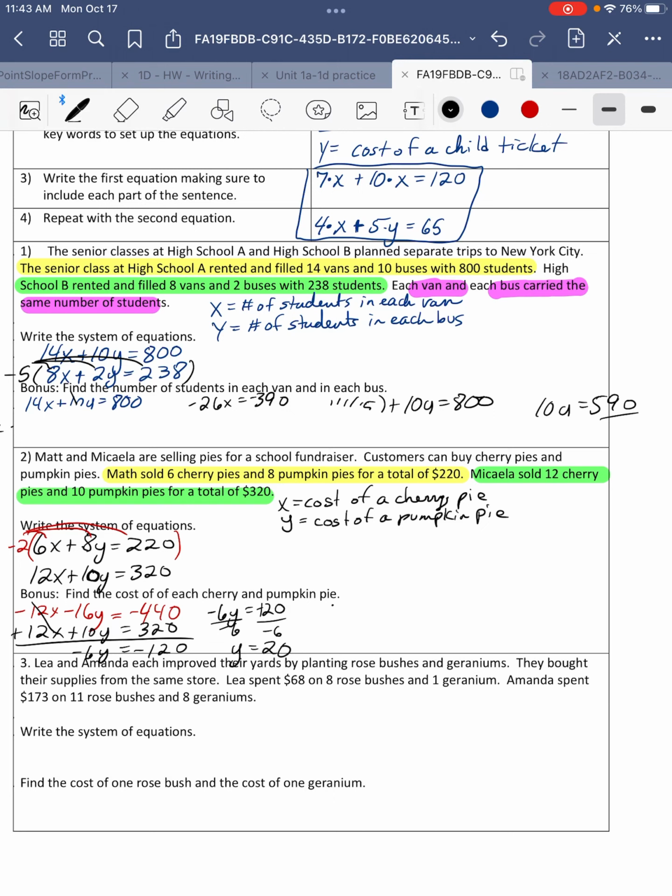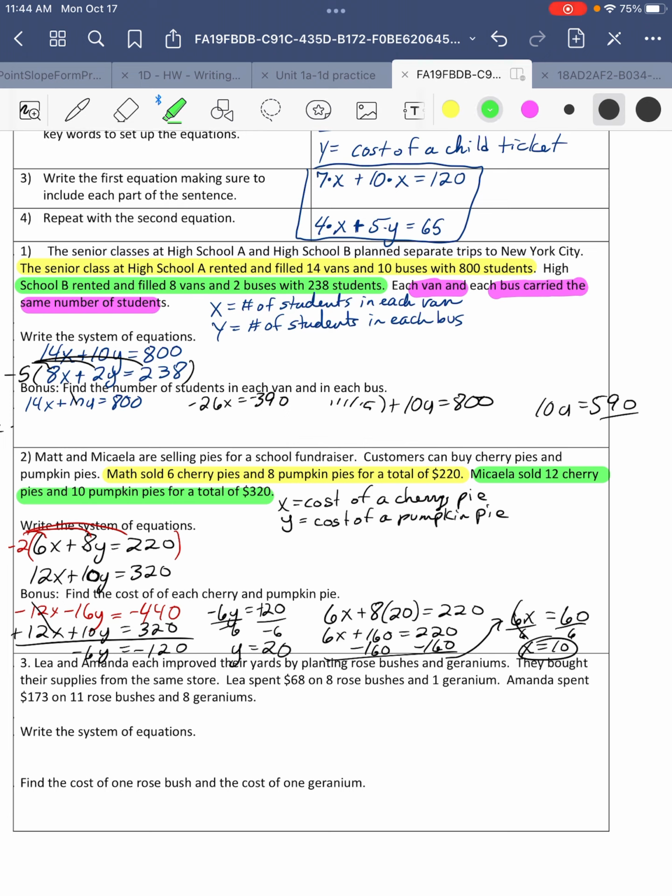Substitute that back into one of the original problems. So 6 times x plus 8 times 20 equals 220. I just chose the top one because it looked like they were smaller numbers. No real reason. You'll get the same answer for either one. And $10 for a cherry pie. Again, my expectations here, all I need for the test, is just the setup. That's where my expectations are.